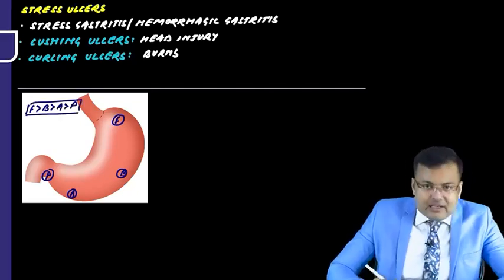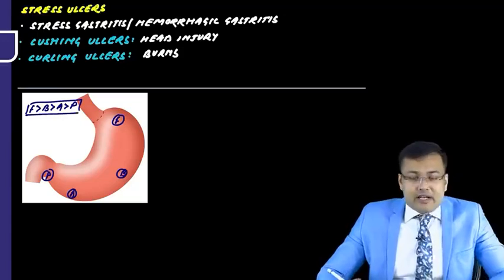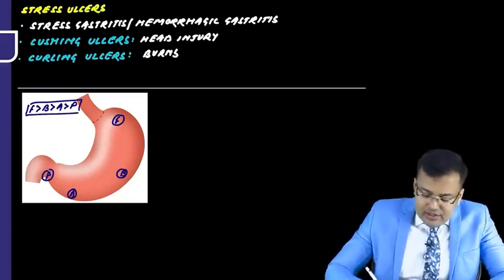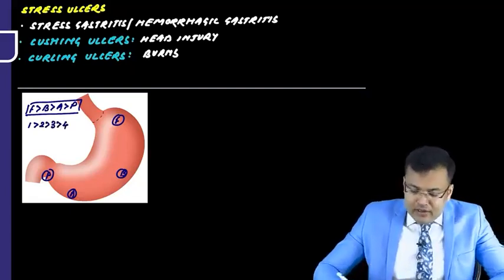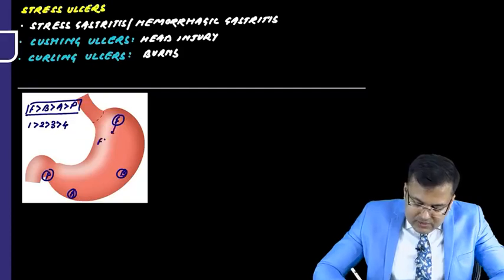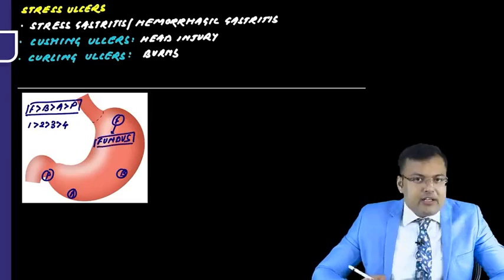And if the question is asked like this, what is the most common site in duodenum? In duodenum, the most common site is the first part, followed by the second part, followed by the third part, followed by the fourth part. So overall, the most common site of stress gastritis or stress ulcer is the fundus.